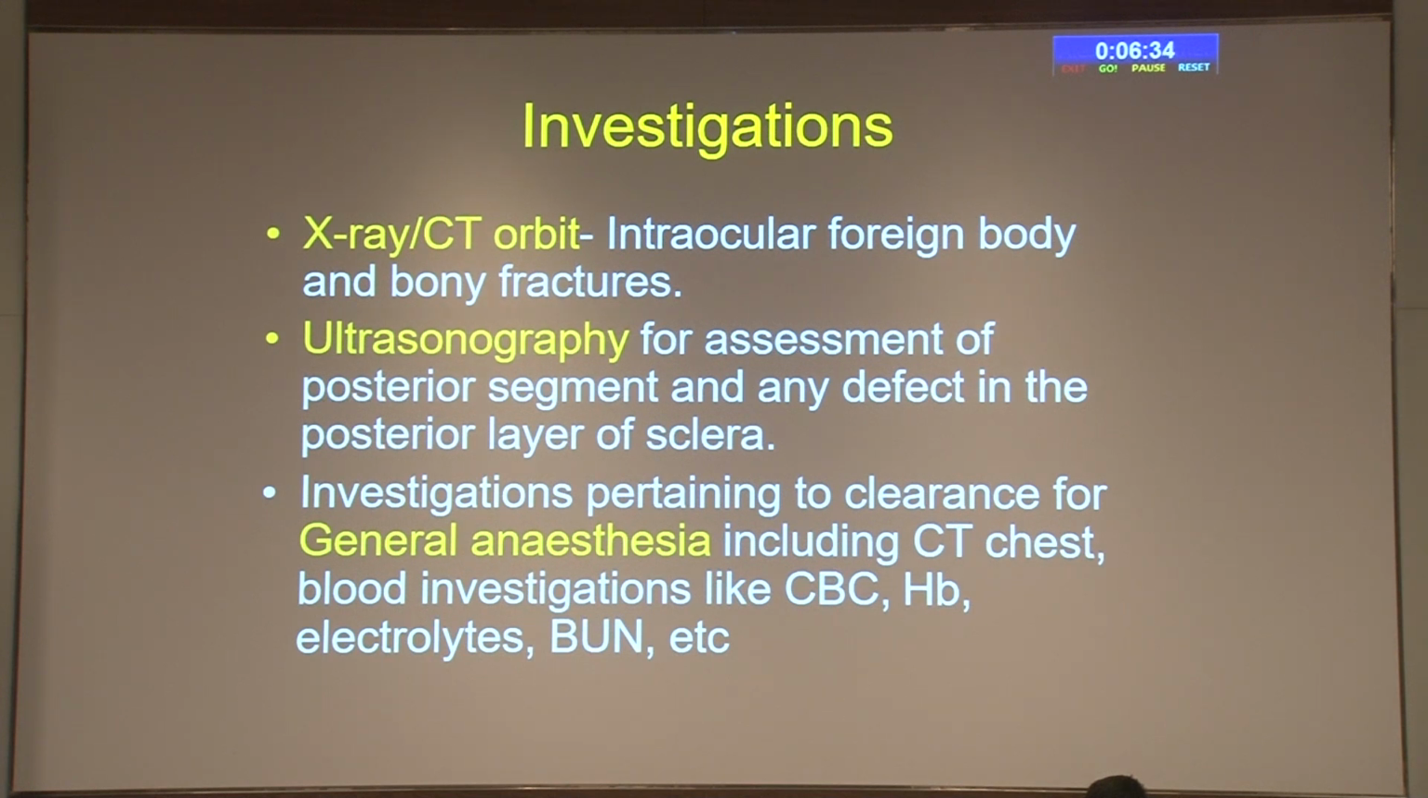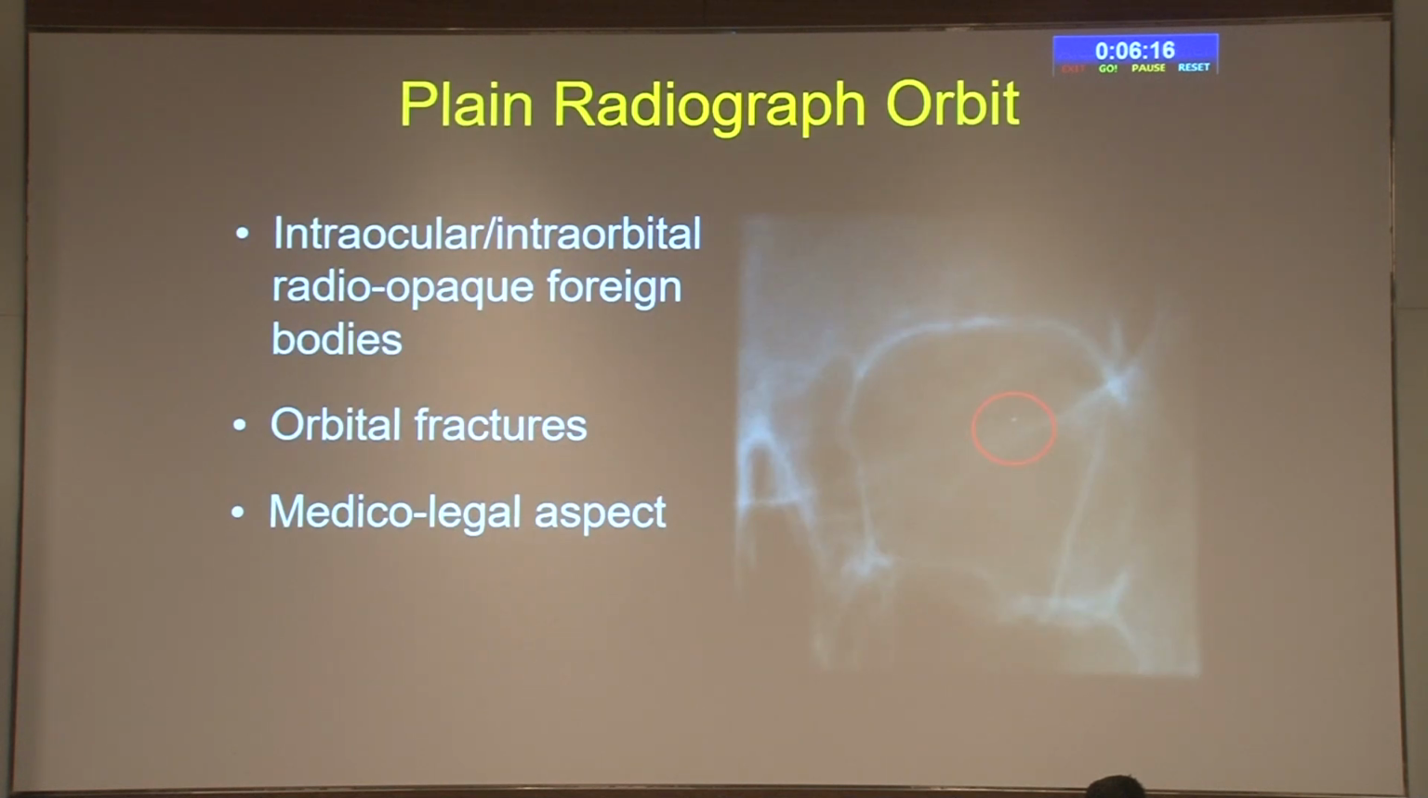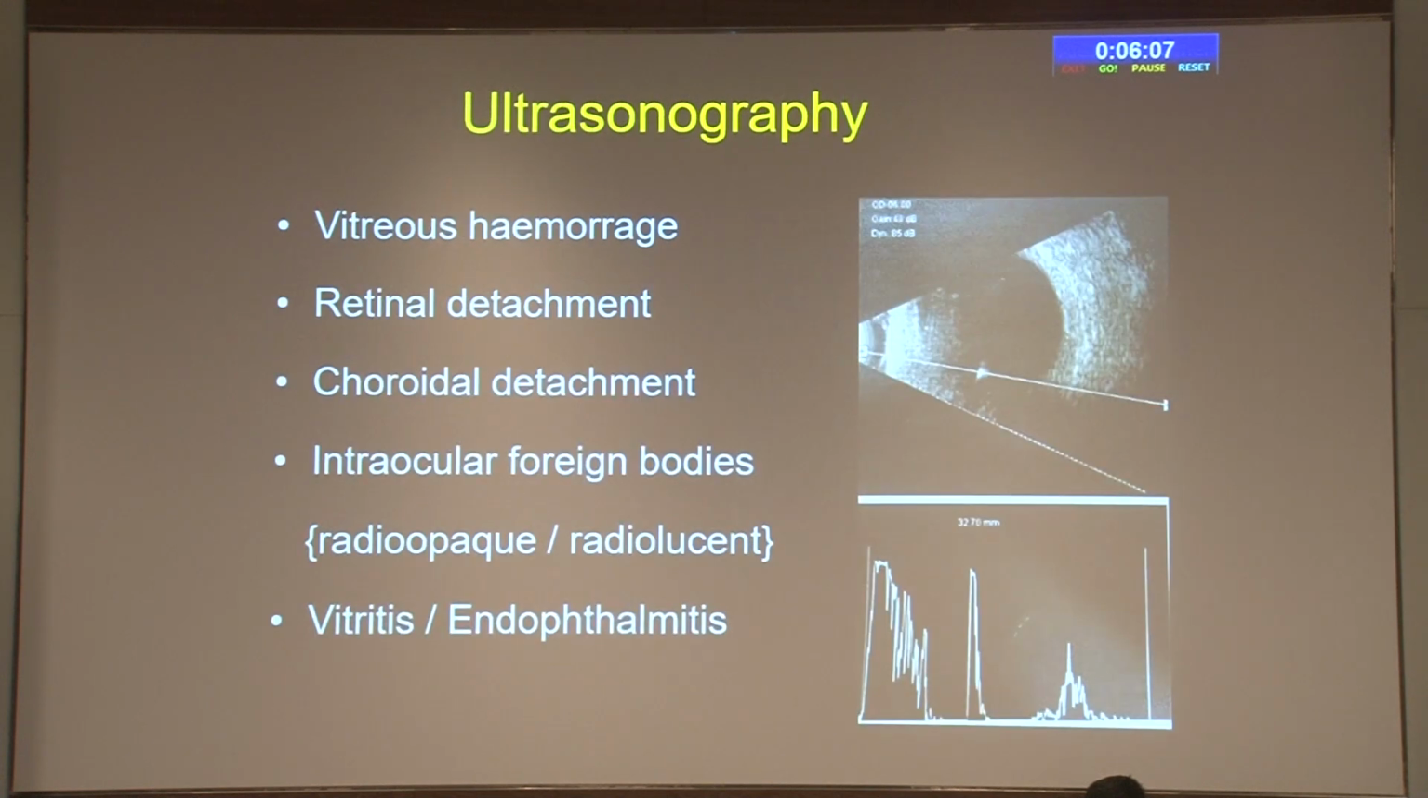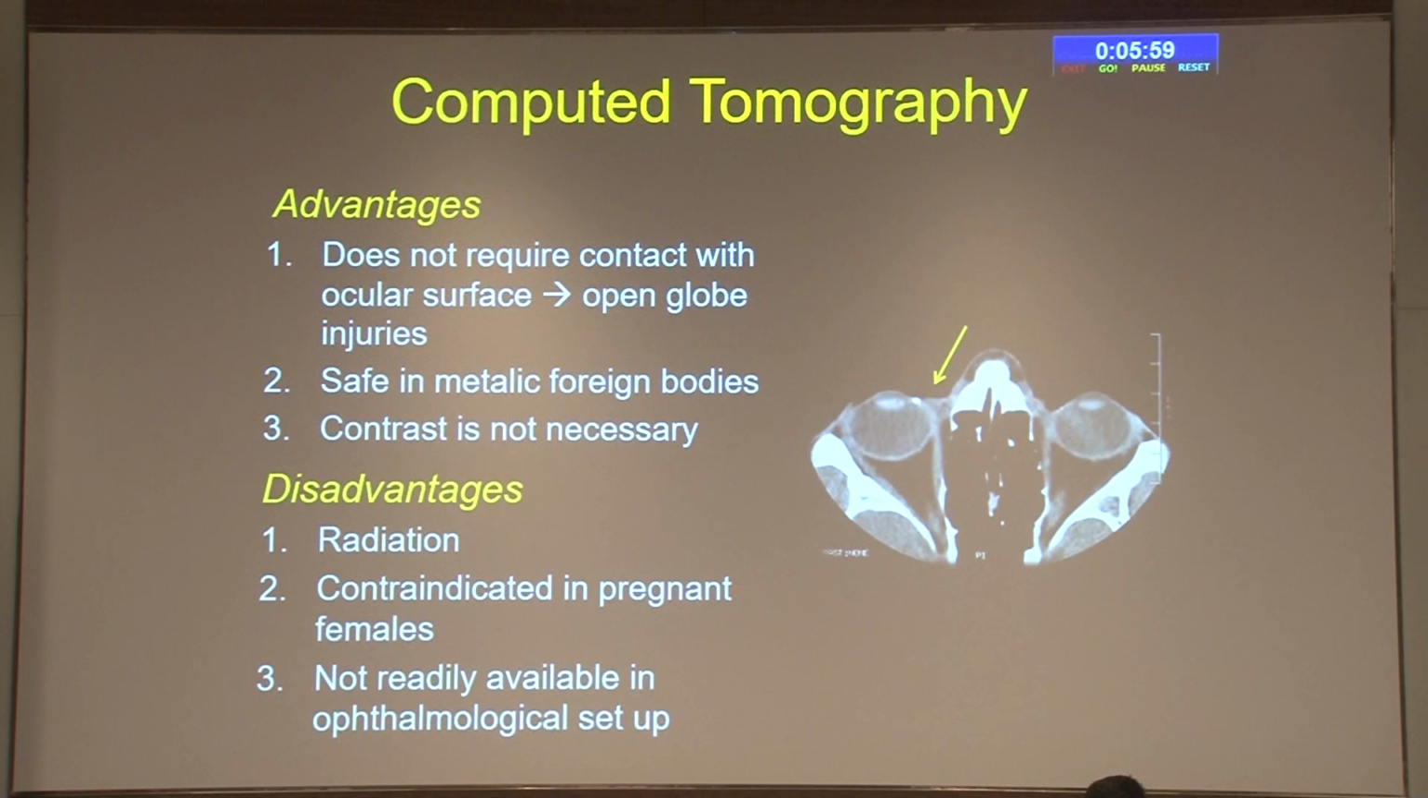So there is a battery of investigations. X-ray and CT orbit have to be done as a matter of routine. Ultrasonography is highly needed, and the investigations pertaining to general anesthesia clearance also have to be obtained. A plain radiograph shows an intraocular or intraorbital radiopaque foreign body and also orbital fractures, and it is also a major medicolegal documentation.